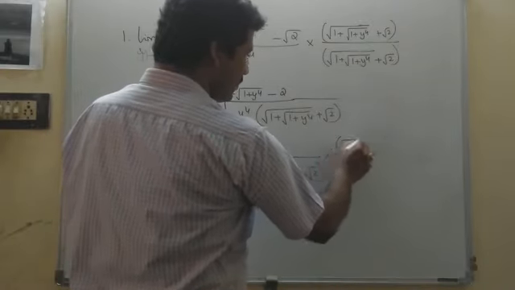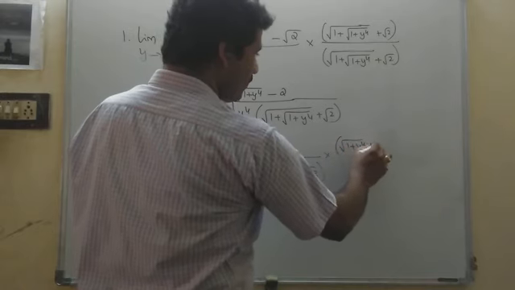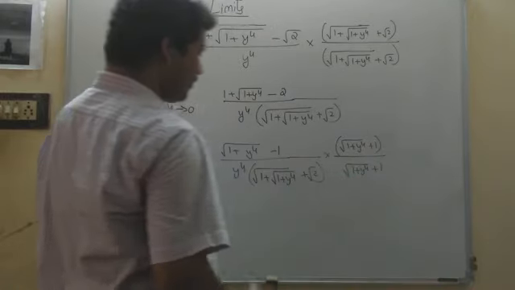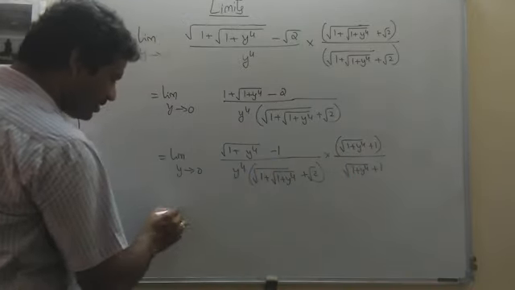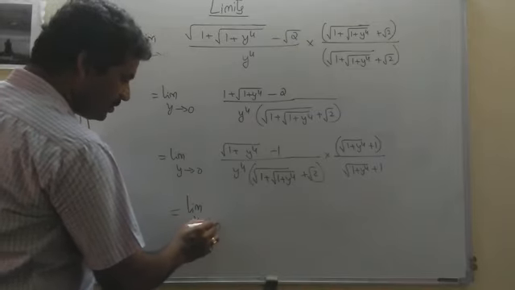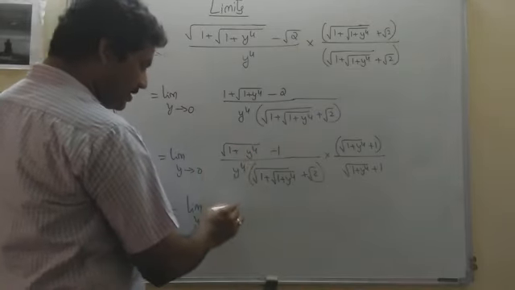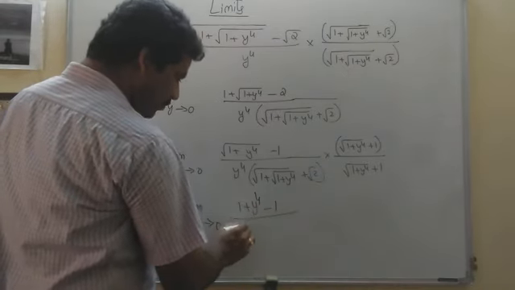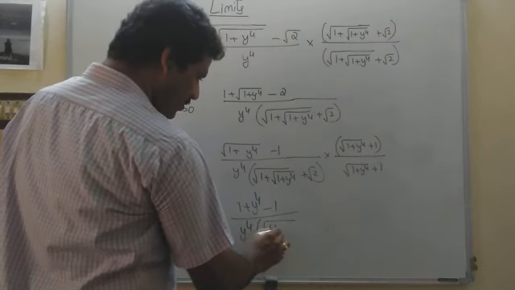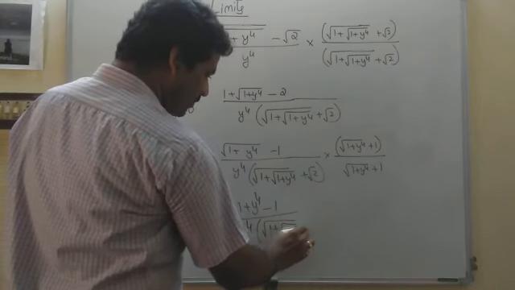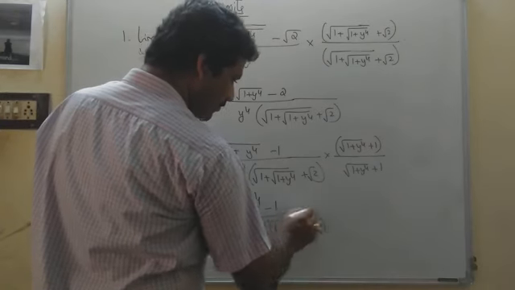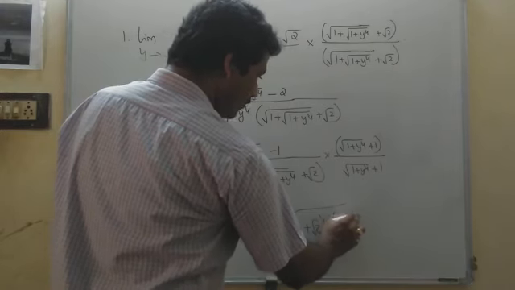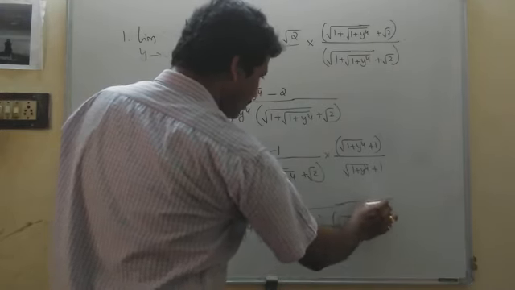What will happen? Square root of 1 plus y power 4 plus 1, by square root of 1 plus y power 4 plus 1. (a minus b) into (a plus b). What is that one? Limit y tends to 0. What is the a square? 1 plus y power 4, and b square is minus 1 by y power 4, into square root of 1 plus square root of 1 plus y power 4 plus root 2, into square root of 1 plus y power 4 plus 1. See this one, what will happen?